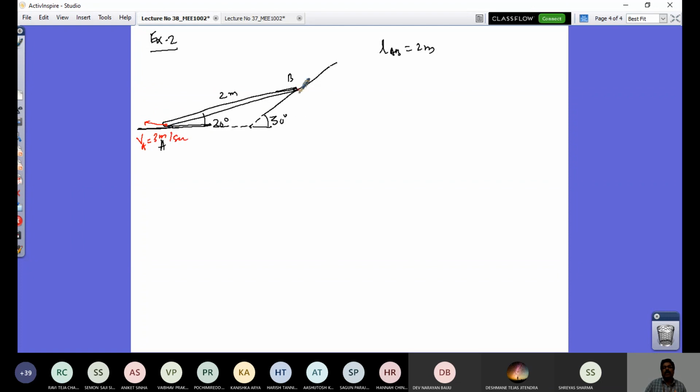And the velocity of B, we do not know the magnitude, but you know that it is being guided along this, so the direction of VB is this. I know only the direction. So what would be the question? The question here is: determine the angular velocity of this bar. You should understand there is a rotation of this bar, right? That is what is important.